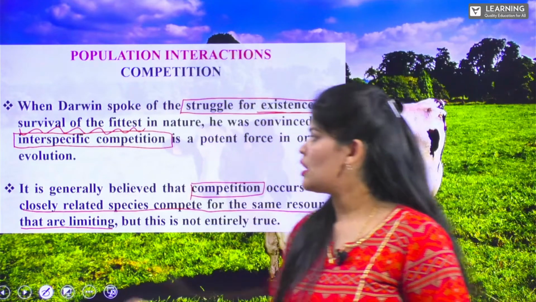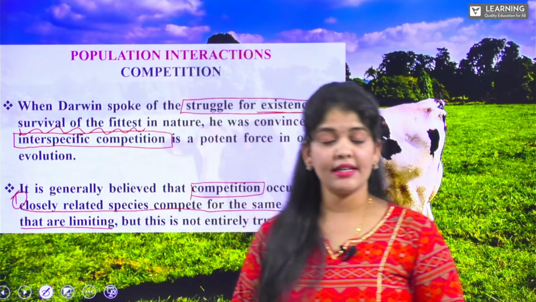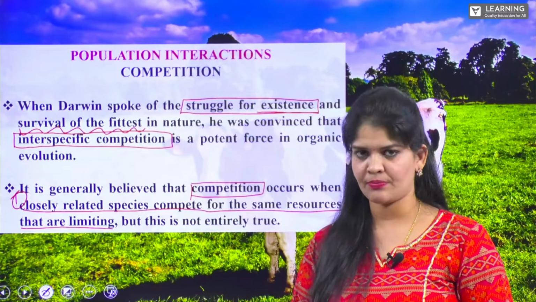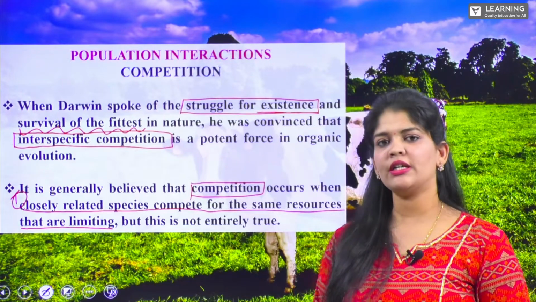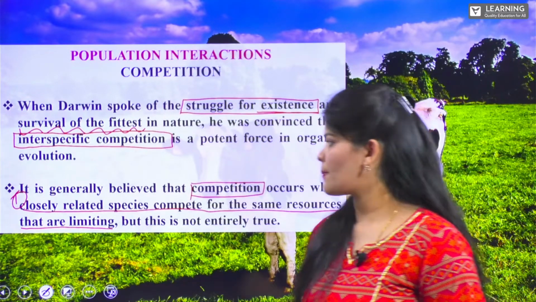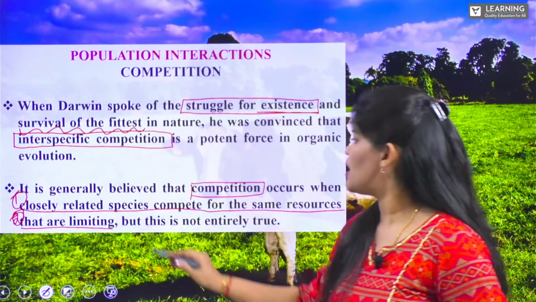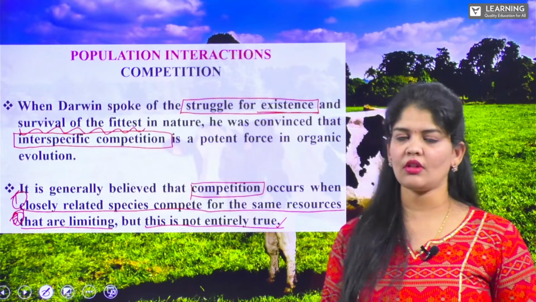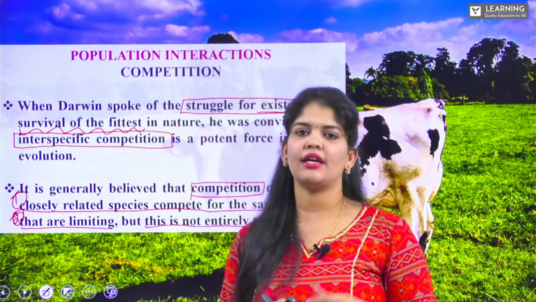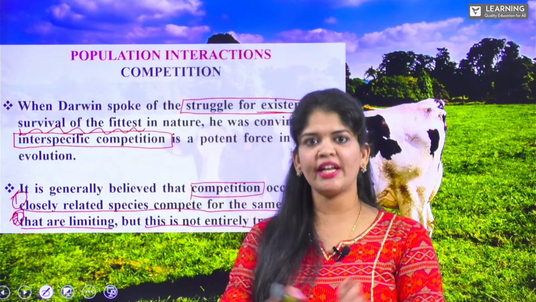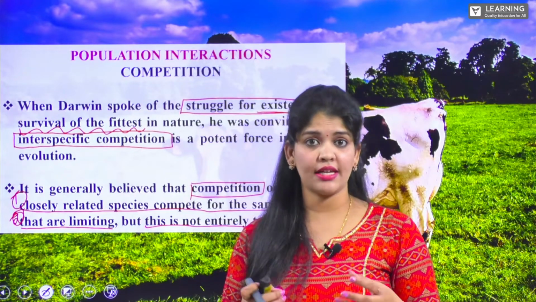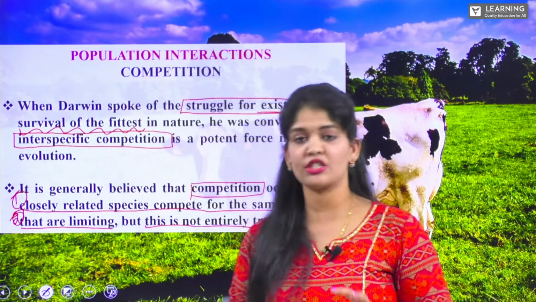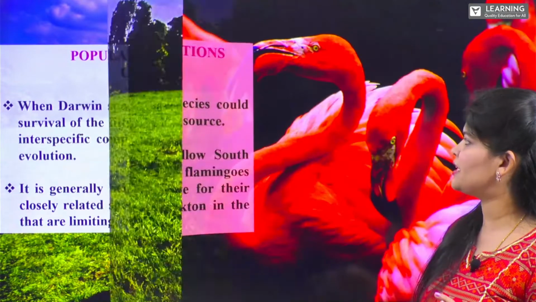So here, first, they are saying competition occurs between closely related species which are competing for the same resources, but it is not entirely true. And the second point, that the resource availability is very limited, is also not true. Why are these not entirely true? Are there any chances of competition existing between two unrelated species? Are there any chances of competition existing for resources which are not limited, which are available unlimitedly? Let me explain.